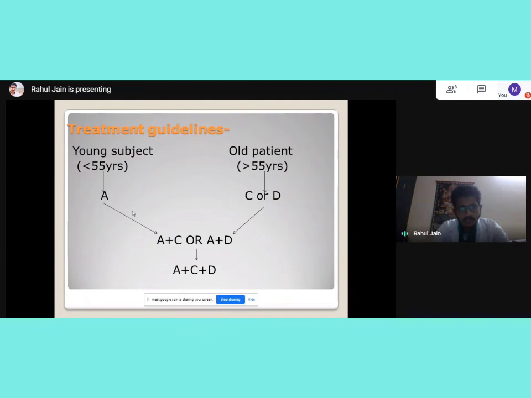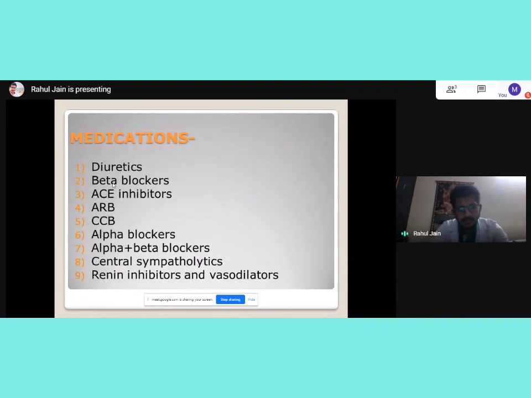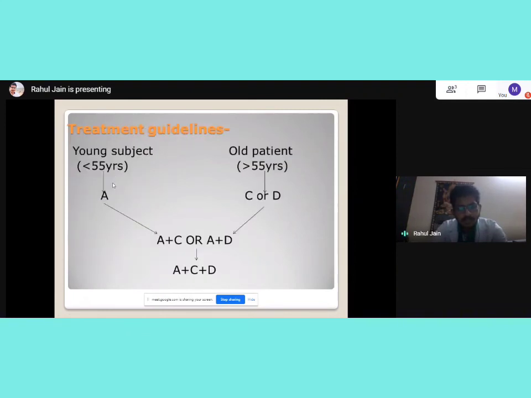So the dictum. If a patient is young or if a patient is old, a young patient is defined as less than 55 years of age, an old patient is defined as more than 55 years of age. So any patient who is young, we start the first drug as A. A here refers to ACE inhibitors or ARBs. So A is for ACE inhibitors and ARBs, C is for calcium channel blockers and D is for diuretics. So if the patient is young, the first drug is to be given as ACE inhibitors or ARBs. If the patient is old, the first drug is to be given as calcium channel blockers or diuretics.